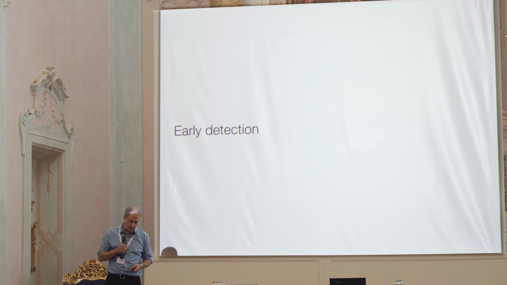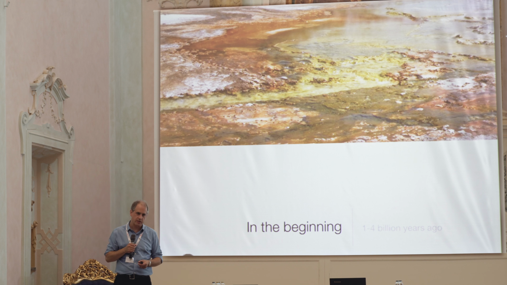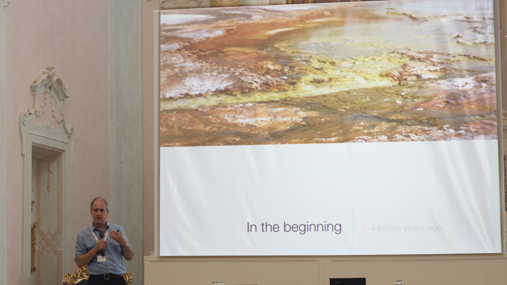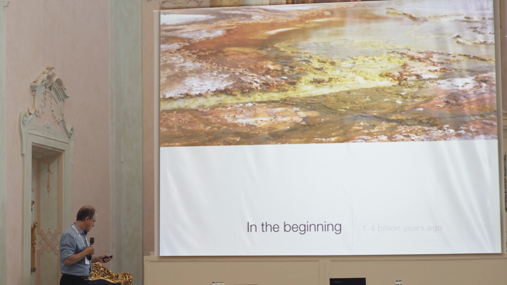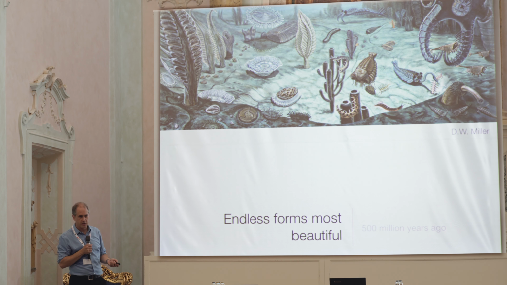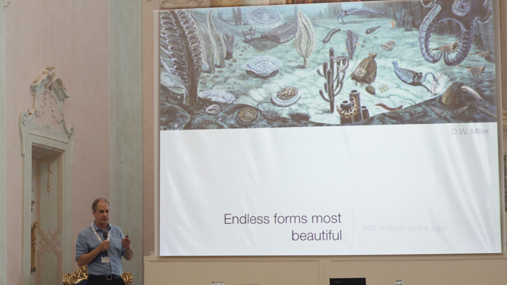So you wouldn't think that evolution had to have much to do with early detection, but actually when we started asking about what's the fundamental nature of cancer, cancer is a disease of multicellularity. So there was no cancer before the evolution of multicellularity, so about 1 to 2 billion years ago, there was no cancer. But then by 500 million years ago, there's all these different organisms, and so cancer becomes a problem.